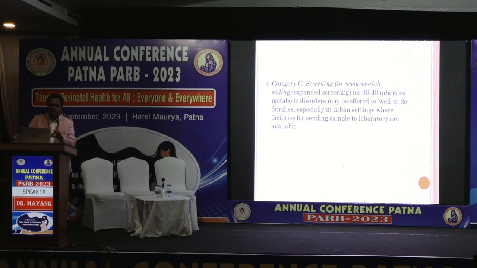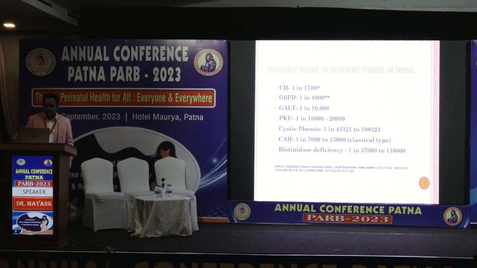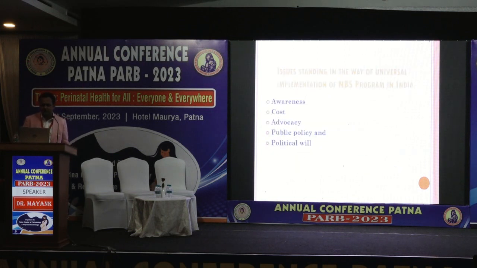Now, what is category C? This is for other metabolic disorders. Of course, this test will be a little bit costly as compared to the basic 5. This you can offer to the families who can afford. And it is also not that costly, something around 5,000, 7,000, something like that. Incidence of various studies in India, like our genetics group study was also from AIIMS. It showed that hypothyroidism, the prevalence is as high as 1 in 1,000 children. So you can see how common all these disorders are.